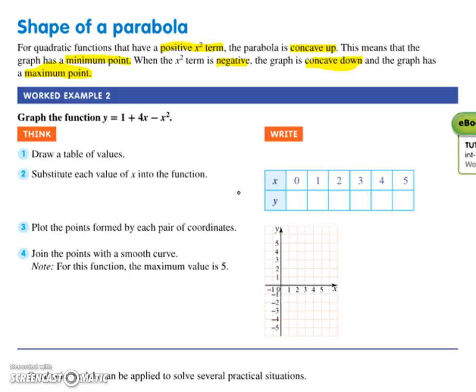So now what are we going to do? We're going to sub into this so that we can get it. Now, you guys can either write down each one if you need to. That's fine. I'm not going to write them down now because I'm going to save time. But if you need to, please write them down. But if I sub in 0, 1 plus 4 times 0 minus 0 will give me 1.